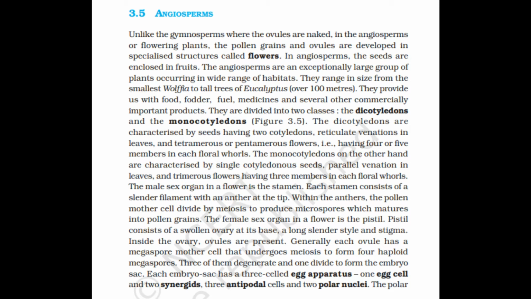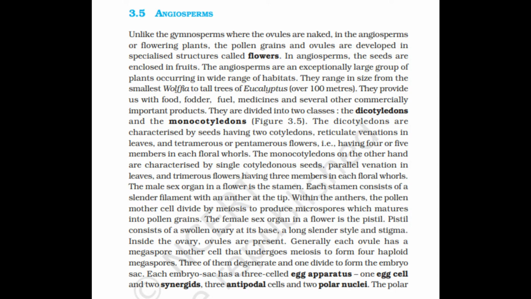The dicotyledons are characterized by seeds having two cotyledons, reticulate venation in leaves, and tetramerous or pentamerous flowers, that is, having 4 or 5 members in each floral whorl. The monocotyledons, on the other hand, are characterized by single cotyledonous seeds, parallel venation in the leaves, and trimerous flowers having 3 members in each floral whorl.